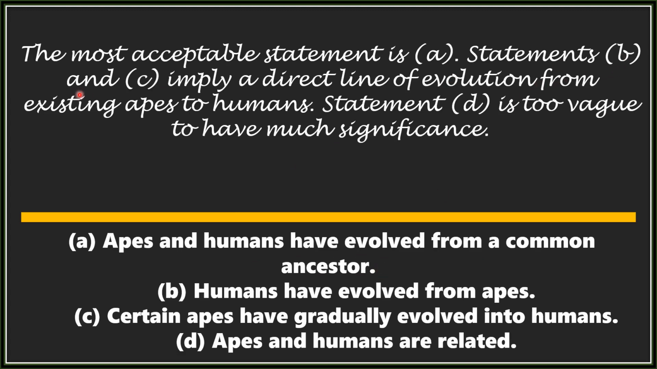Statements B and C, humans have evolved from apes, certain apes have gradually evolved into humans, imply a direct line of evolution from existing apes to humans. Statement D, apes and humans are related, is too vague to have much significance.